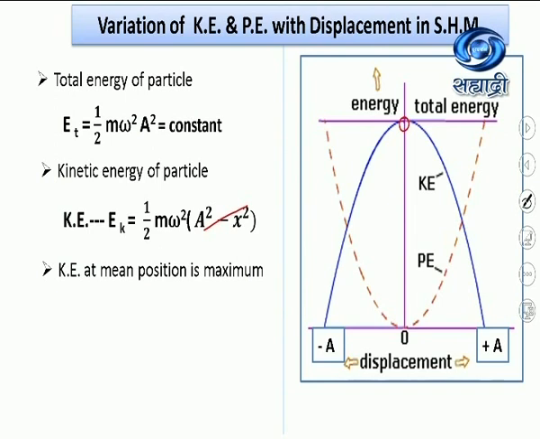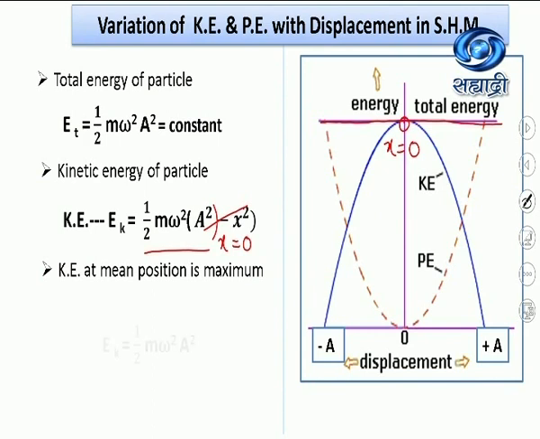Kinetic energy is maximum at the mean or equilibrium position, and at equilibrium position, x is equal to 0, not the maximum one. That's why here x is substituted as 0. That's why the term left is a square, and this kinetic energy is equal to the total energy. So total energy, if we observe, is indicated by a line which is parallel to the displacement axis. So total energy is independent of displacement.